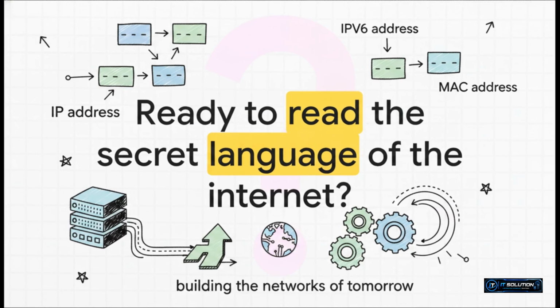So, are you ready to read the secret language of the internet? Because you now hold the foundational keys to decode the very architecture of modern networks. You can look at an IPv4 address, an IPv6 address, or even a MAC address and know exactly what the hardware is processing underneath. By mastering decimal, binary, and hexadecimal, you aren't just memorizing random facts, you're truly learning to speak the language of the equipment. The real question is, how will you use this to start building the networks of tomorrow?